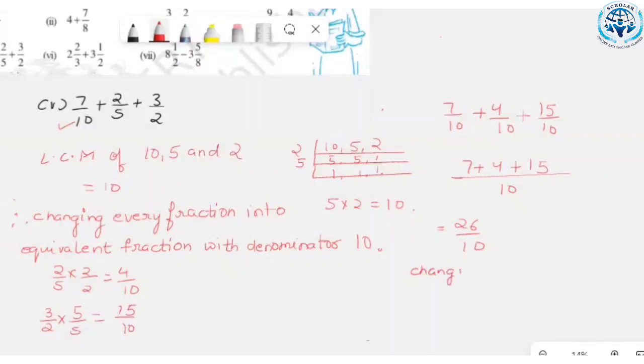Adding, we get 26 by 10, which is an improper fraction with the numerator greater than the denominator. Now we will convert it into the simplest form, 13 by 5. We will convert this improper fraction into a mixed fraction and write 2 3 by 5.